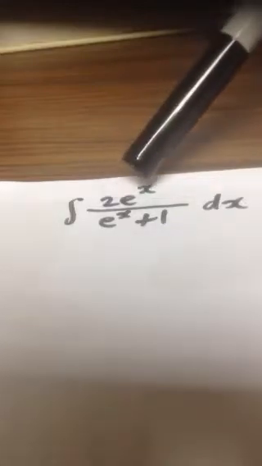This is a fraction. The numerator is 2e to the x and the denominator is e to the x plus 1. There are a few different techniques we have for integrating fractions. The one that pertains to this question is one that involves recognition. We must be able to recognize that the derivative of the denominator, that's e to the x plus 1, is actually e to the x, which is a scalar multiple of the numerator.